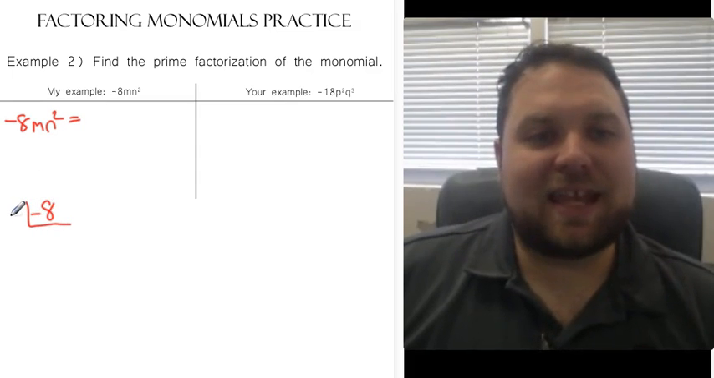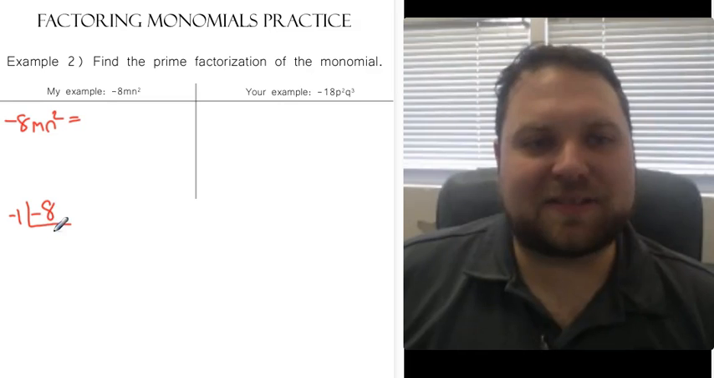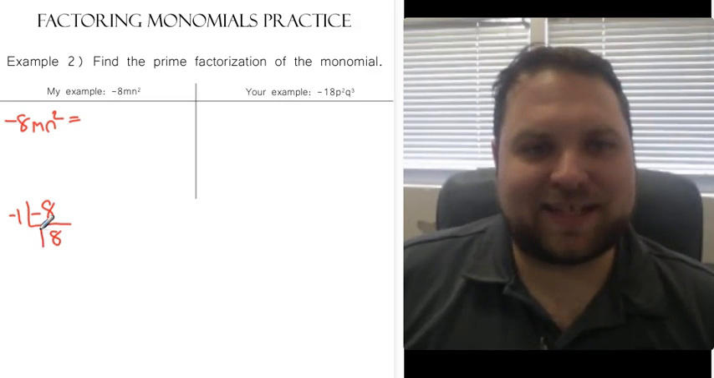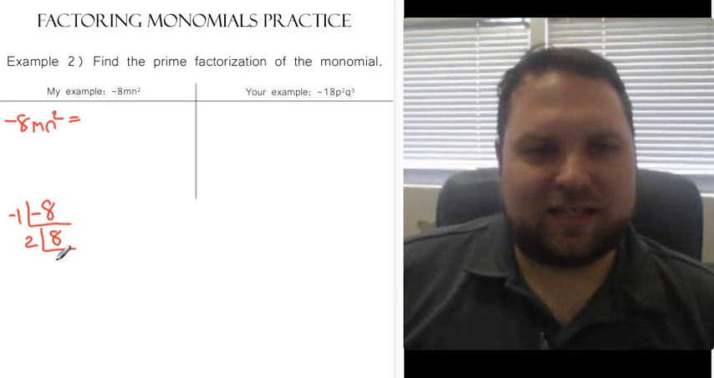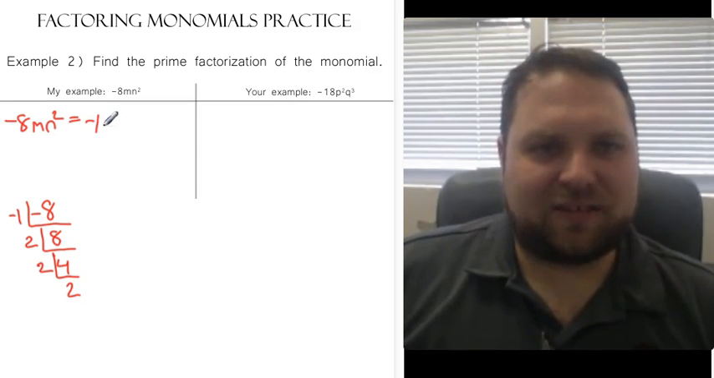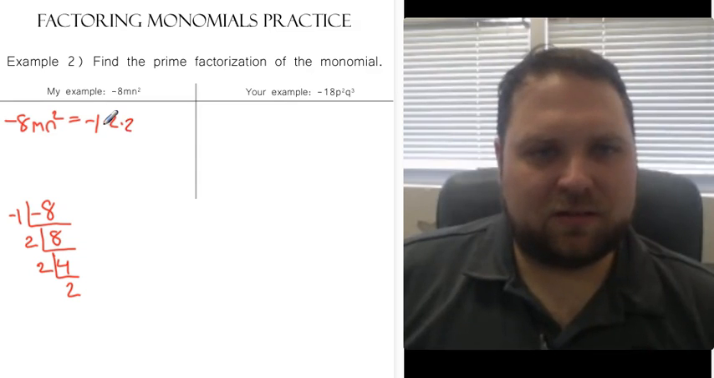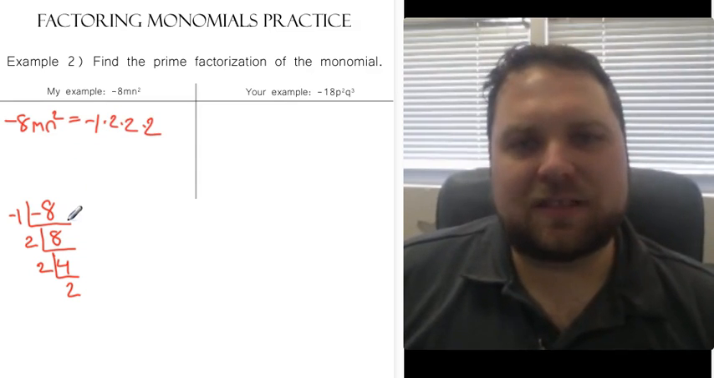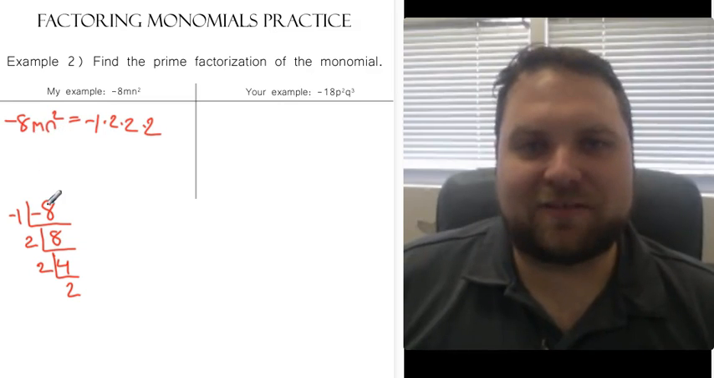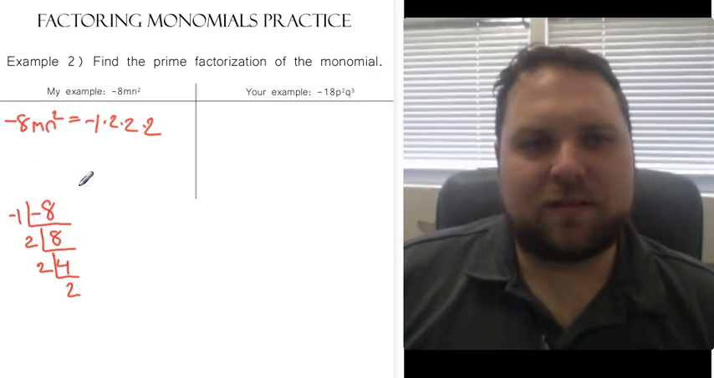Remembering that when this is negative, the first thing I pull out is a -1 to change it to a positive, and then I start going through with all my primes. 8 divided by 2 is 4. I'll try 2 again until it stops working, or I get to a prime number, which is 2. So my factors there will be 1 times 2 times 2. Let's go ahead and have you do the prime factorization of your coefficient.